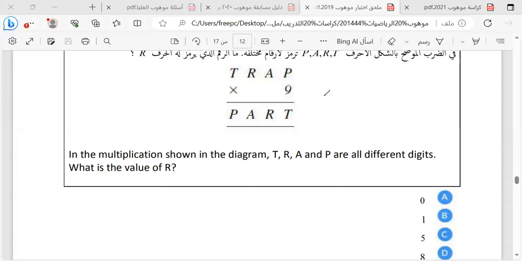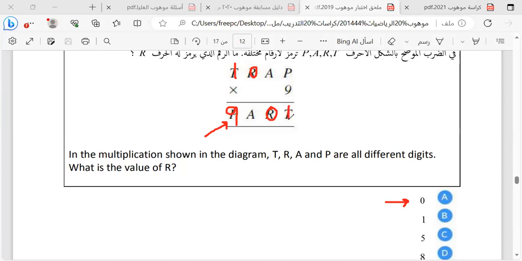Okay. Yes. Here, the value of R, we try to put 0. Okay, R is 0. Here we put 0. Right? 9 times what, to get only 1 digit? Only we have 1. If you put 2, it will be more than 2 digits. 9 times 1 is what? Is 9.